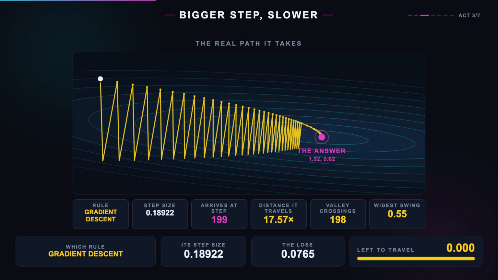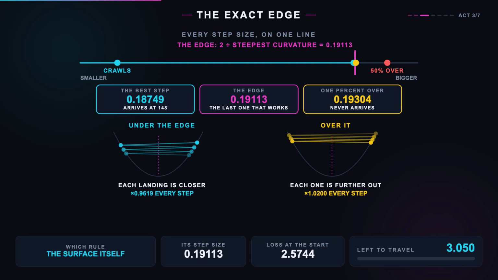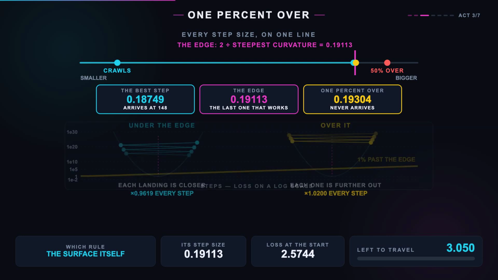Fine. Make the step bigger. Push it to 99% of what this surface allows. 199 steps. It got slower. 1% further than that, and it stops working at all. Because there is an exact edge, and it is a fact about the ground, not about the network. 2 divided by the steepest curvature, 0.191. Under it, every overshoot lands a little closer than the last. Over it, every overshoot lands a little further out.